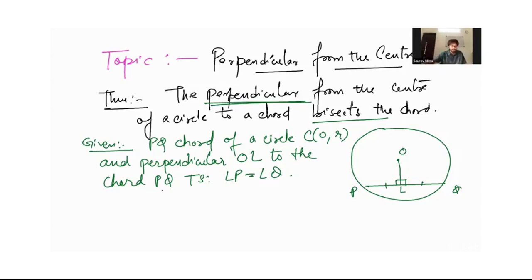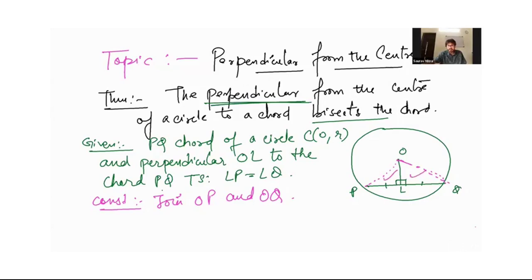Okay, now let us do a construction: join OP and OQ. Okay, this is the construction. So what are OP and OQ? They are basically radii, so they will be equal. So OP and OQ, they are radii.